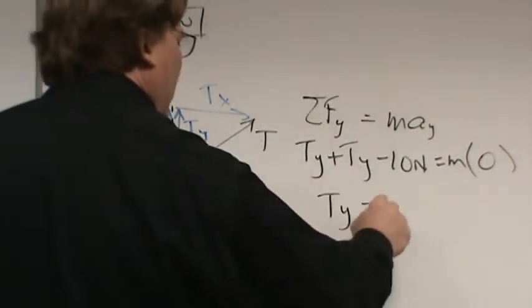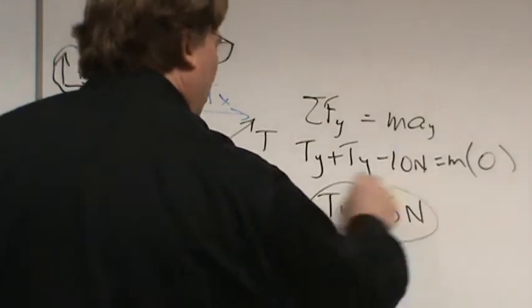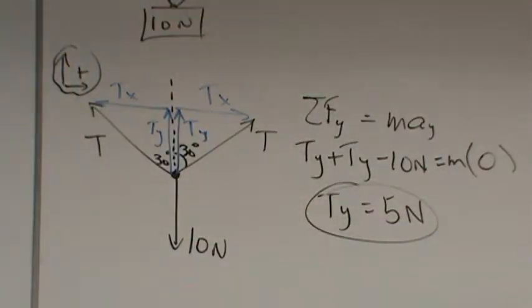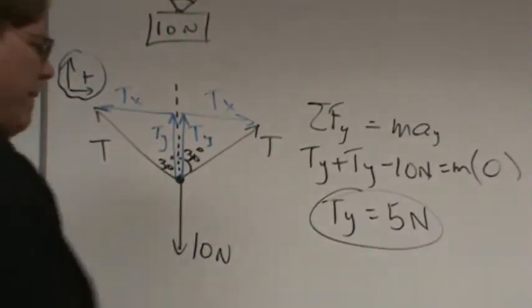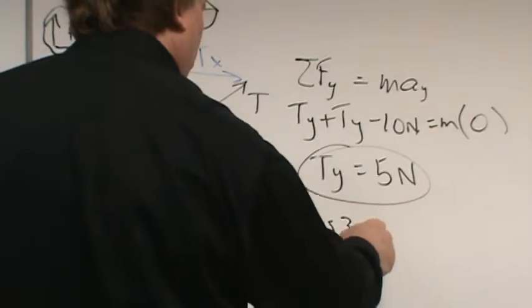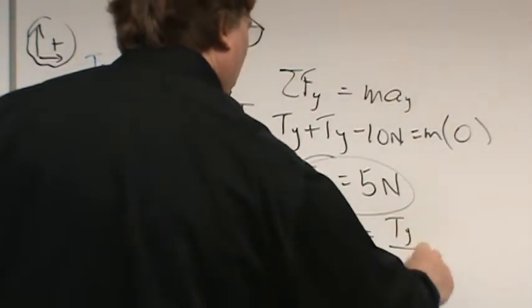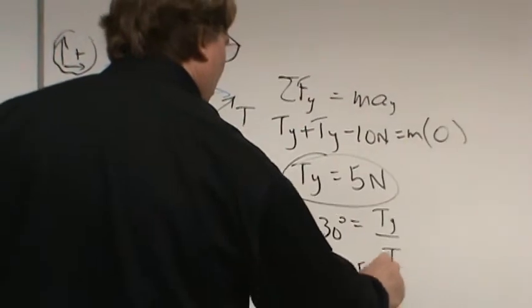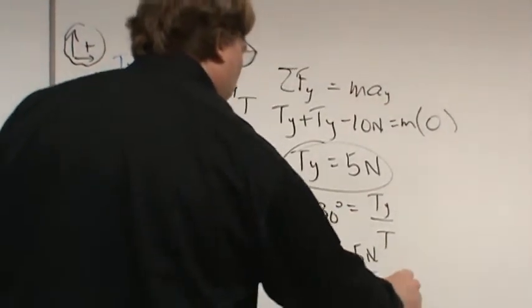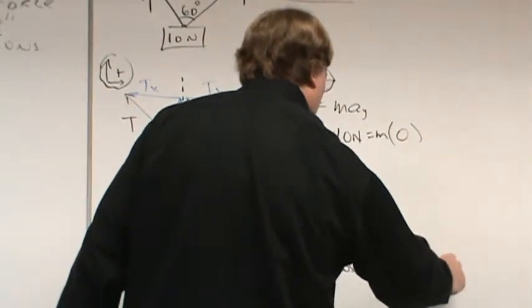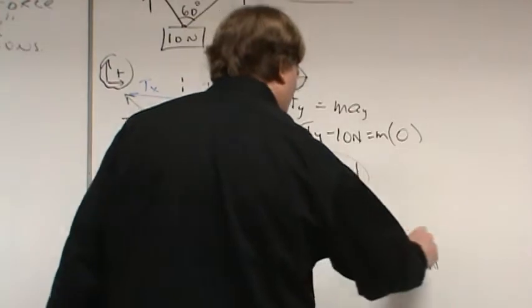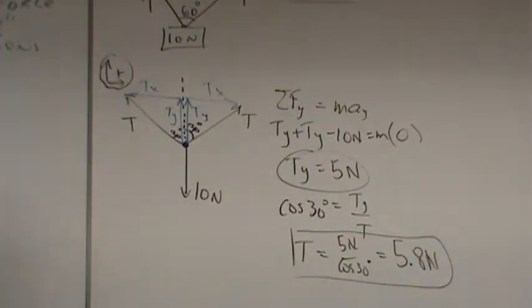So you guys okay that I got T y equals 5 newtons? The y component of tension has to be 5 newtons for each of these strings. Do you notice that's the same as these tensions? Each of these tensions was 5. Well, each of these y components have to be 5. Well, let's go ahead and find T. I got the cosine of 30 degrees equals T sub y over T, or T equals 5 newtons over the cosine of 30 degrees, which ends up equaling about 5.8 newtons, I think it is. So I found the tension, 5.8 newtons.